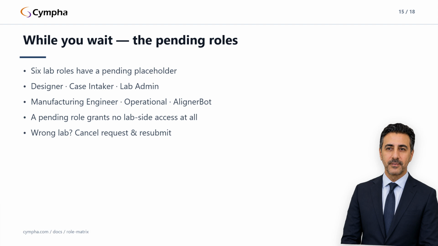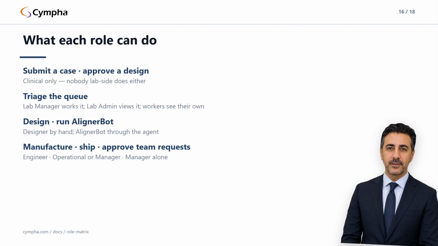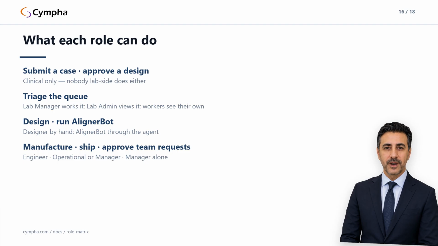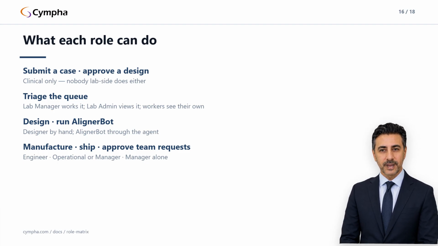Designing is the designers, with AlignerBot doing the same work through the agent. Manufacturing is the engineers. Shipping belongs to operational users and the lab manager. And approving team requests is the lab managers alone. 2 roles have no case actions at all: the DSO manager, who sees their doctor's cases read-only, and the patient. Read the matrix that way, by column rather than by row, and you can see at a glance that every capability in Cympha has exactly one owner, and everyone else is either watching or waiting.